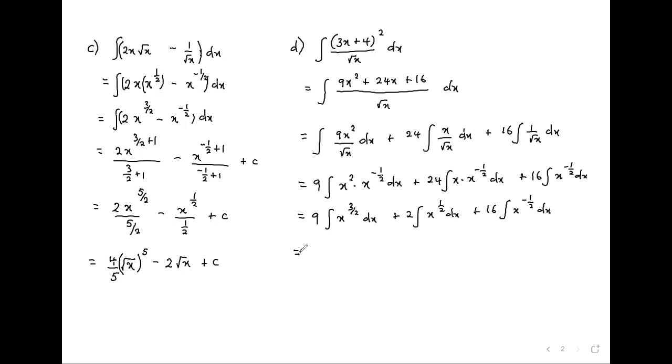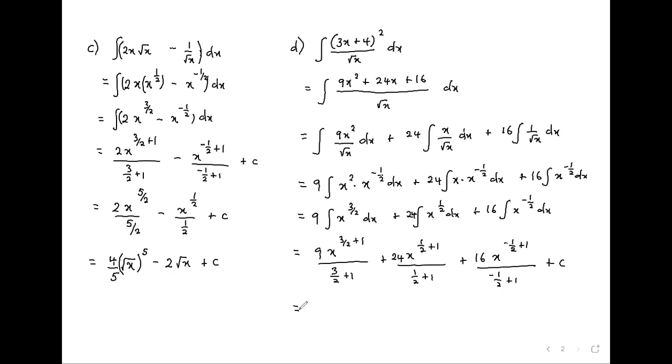Then we integrate. So we get 9x to the power 3 over 2 plus 1, over 3 over 2 plus 1, plus 24 x to the power half plus 1 over half plus 1, and then 16x to the power negative half plus 1 over negative half plus 1, plus c.